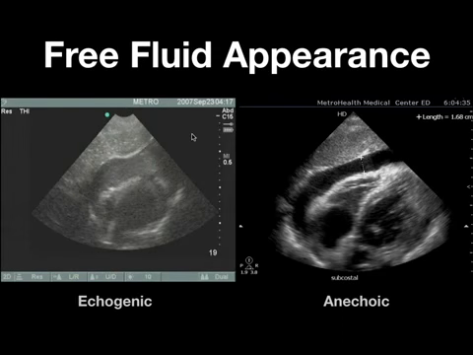Here we have two patients, both of whom had penetrating cardiac injuries and both of whom had hemopericardium. The patient on the left here has a large echogenic pericardial fluid collection, while the patient on the right had an anechoic pericardial fluid collection. So remember, you have to be able to recognize both echogenic and anechoic fluid collections.